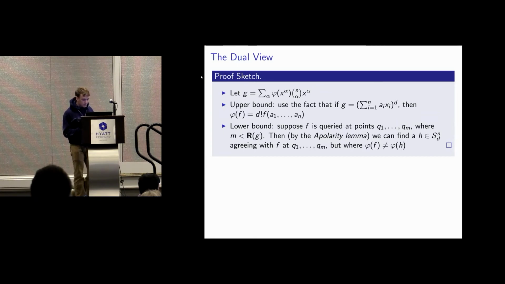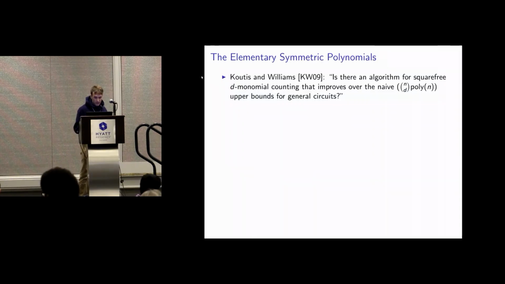So if you happen to query f at m points, q1 through qm, where m is strictly less than the Waring rank of G, then it turns out that there exists some other polynomial h that will agree with f at the points q1 through qm, but where the value of phi at f is not equal to the value of phi at h. And this follows from something called the apolarity lemma, which is a tool that's widely used in the context of Waring rank and related problems.